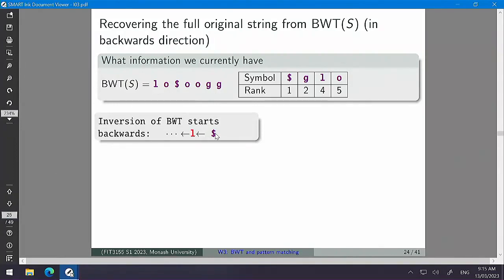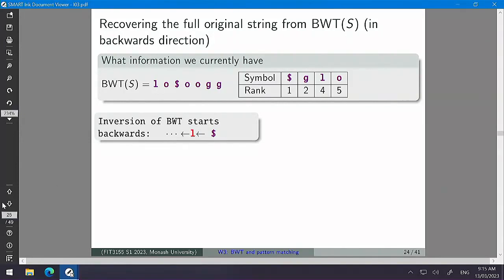Now you start recovering from the very end. You already know the last letter has to be $, and the first letter in the Burrows-Wheeler transform would be the last non-terminal letter. The $ is a special letter; this is the last regular letter in the string. Okay? So the first letter is L, so L is where you start the process. Now, where does L appear in the first column?